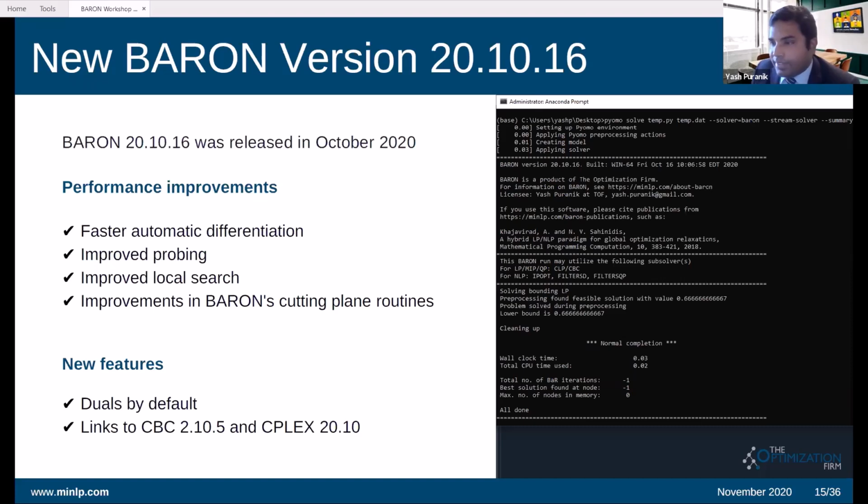We also updated our links to some of the solvers. Of course, BARON, the standalone version, comes embedded with solvers like CLP and IPOPT, and we updated the link to CBC. So now BARON comes with CBC 2.10.5, and it is also able to link with the newest CPLEX version. If you have access to a commercial CPLEX license, or if you're an academic with access to an academic CPLEX license, that's great. BARON will automatically find it and link to it, and you can use CPLEX as the linear solver in your search if you need it.